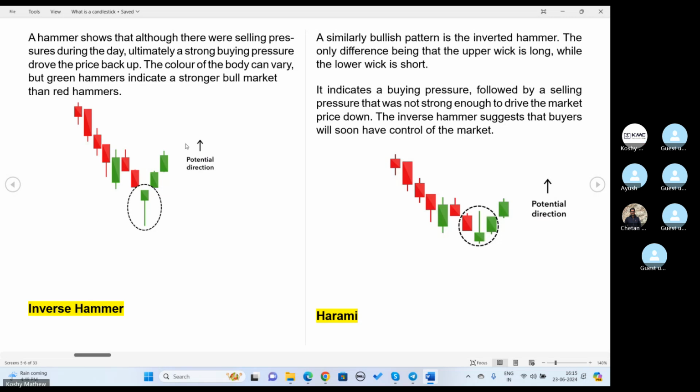Okay, next one. One is that hammer. Next is an inverse hammer. Same hammer shape. You'll have it like this. See here in the circle, inverse hammer. Okay, but here what happens? The wick is long, the hammer is inverted, totally upside down.